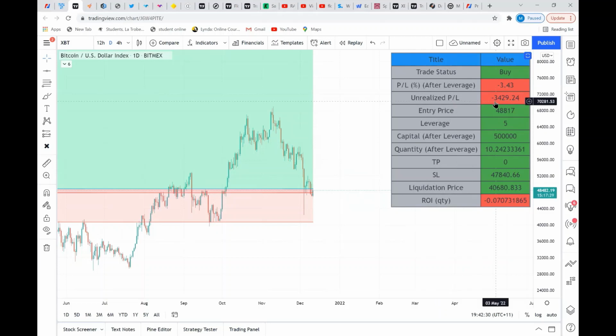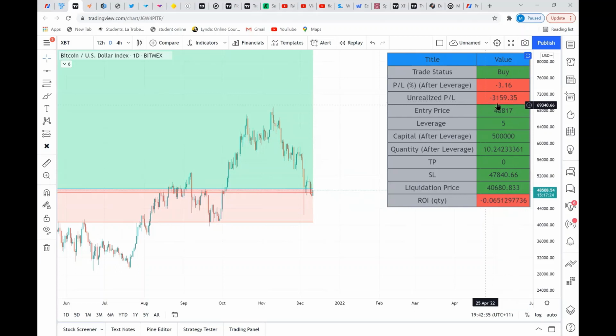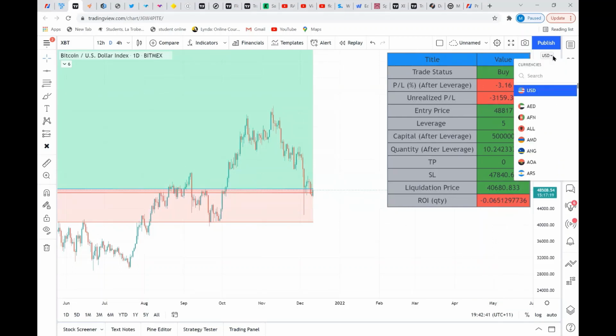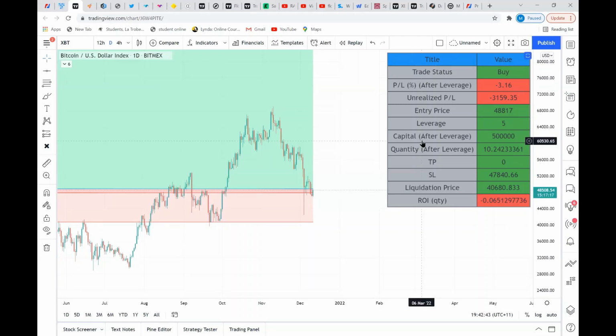Unrealized P&L, which is minus $3,429. Now remember, that's in USD. If you look up here, you'll see USD. You can change that to any currency that you want. But think about if you're looking at the Australian stock market, you might not have ever noticed before, but that would say AUD there. If you're looking at the Japanese market, it'll say Japanese yen here. The US market, it'll say USD. So all of these figures in here will correspond with whatever's in that box. So if we're minus 3,429, that's US dollars.